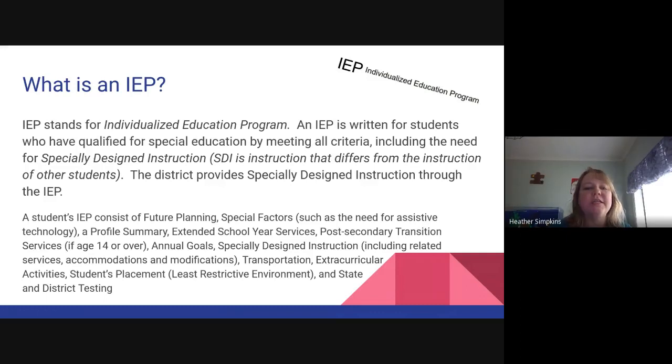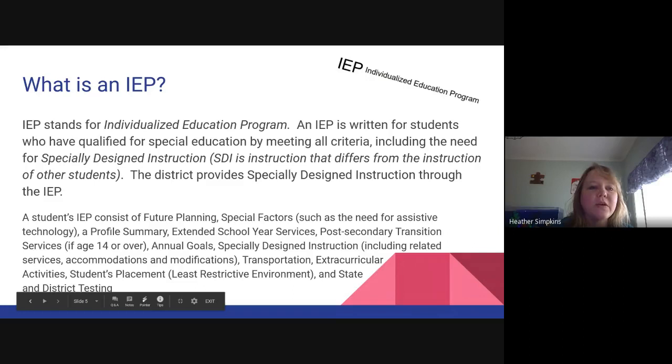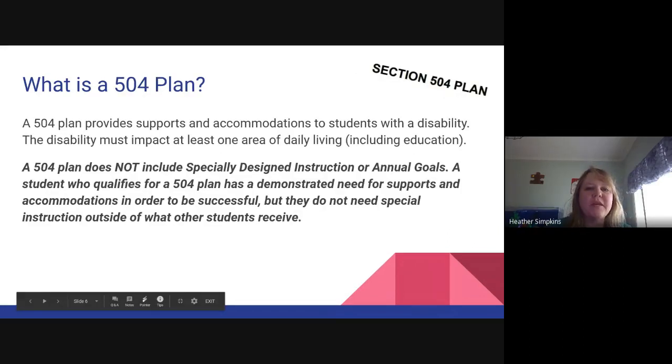The next section is our SDI. This includes related services. Does the student get speech, occupational therapy, physical therapy?